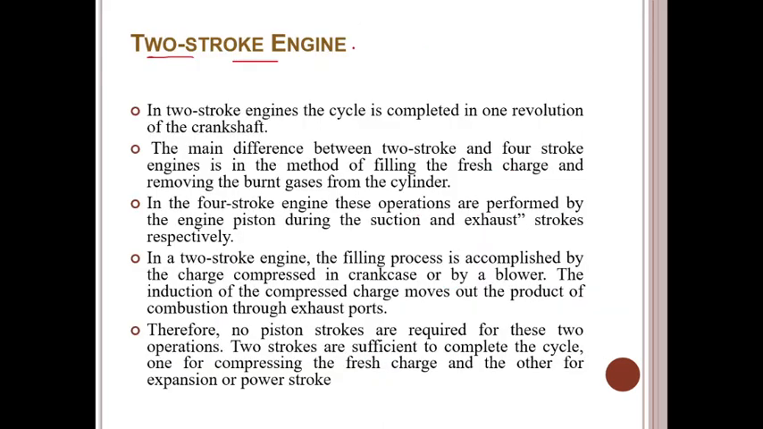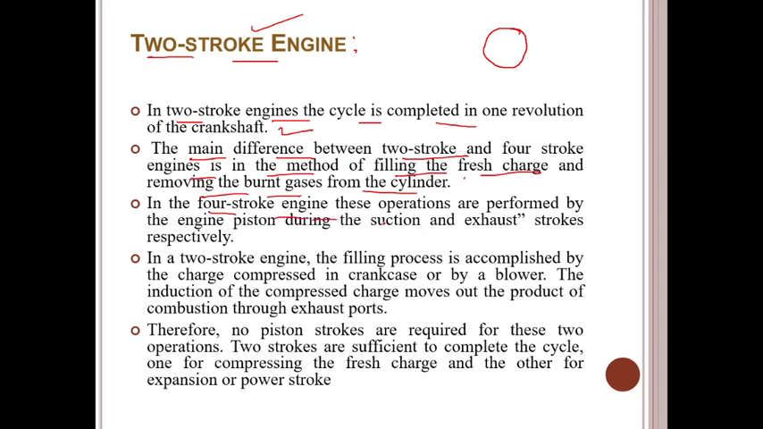What are two-stroke engines? In a two-stroke engine, the cycle is completed in one revolution of the crankshaft. It means power is obtained in every single revolution of the crankshaft in a two-stroke engine. That's why it is called a two-stroke. The main difference between the two-stroke and four-stroke engine is the method of filling the fresh charge and removing the burned gases from the cylinder.